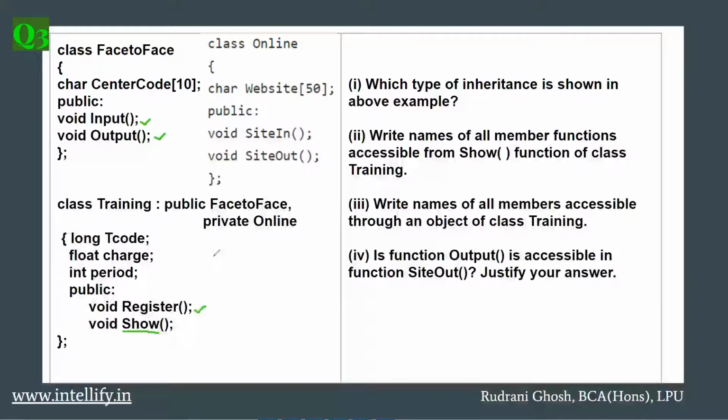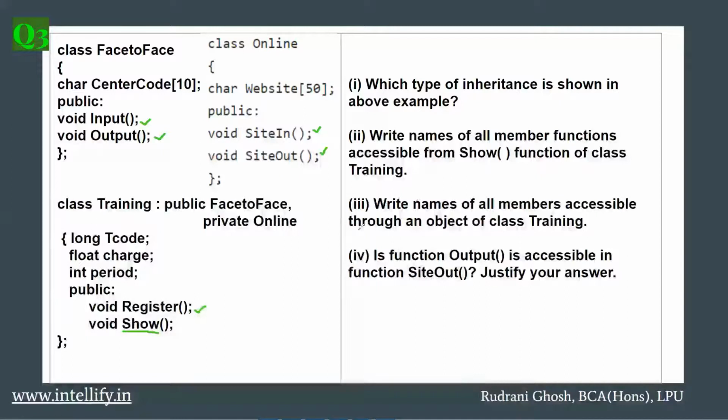But even if it is private inside training, we will be able to access it, as it is a member function. Therefore, site in and site out will also be able to be accessed. Therefore, as member functions, all these functions, show, register, input, output, site in and site out, will be accessible inside class training. Third question, write the names of all the members accessible through an object of class training.